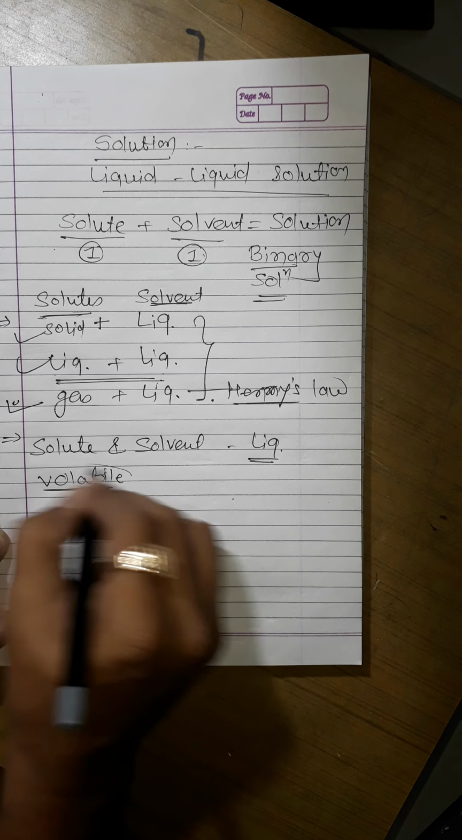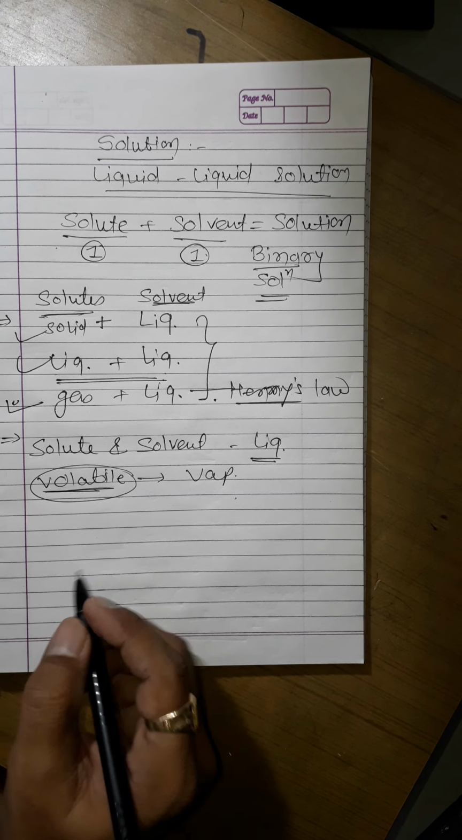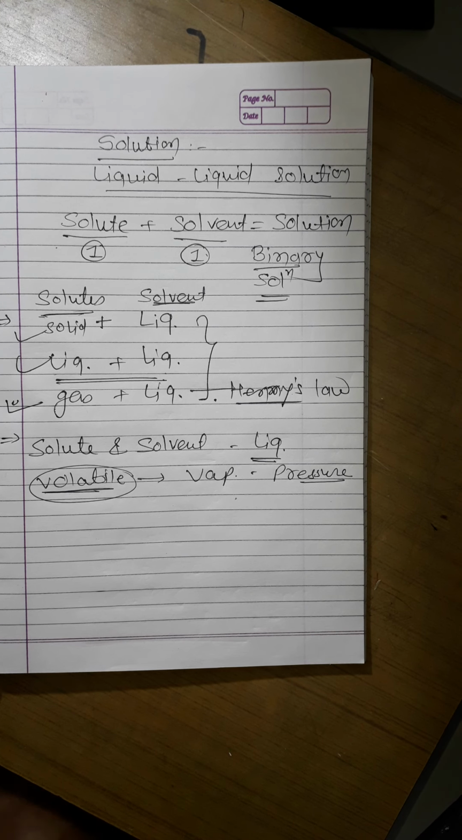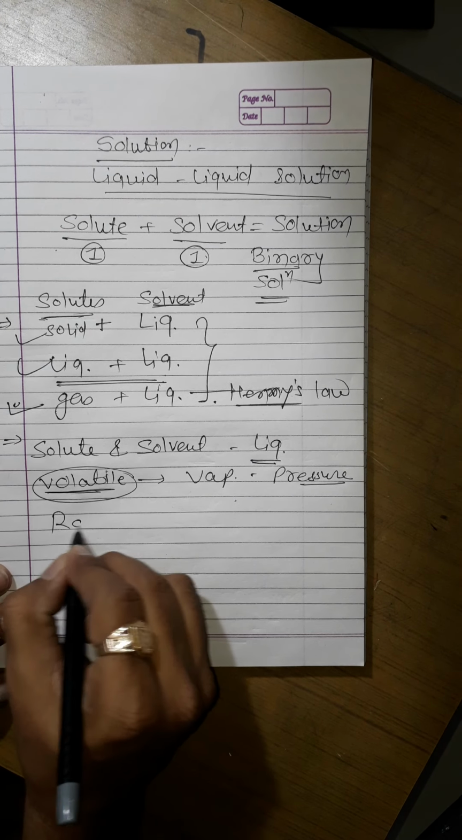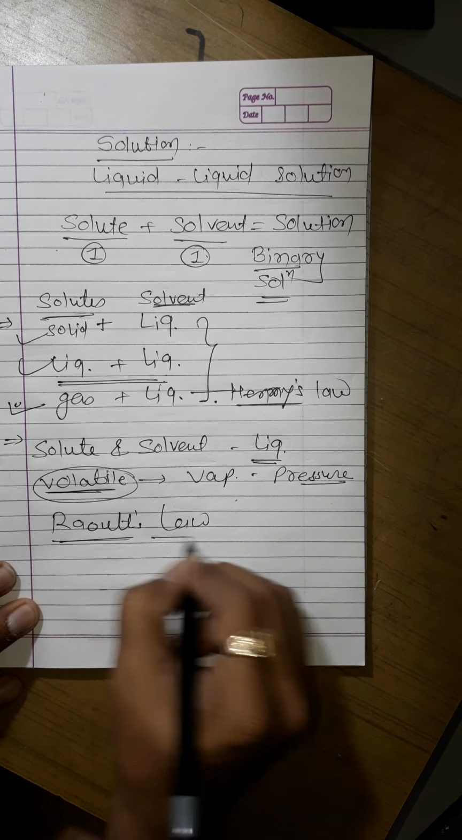What is the meaning of volatile? It can be converted into vapor friends, and they can produce pressure. That's why we can say they are volatile. The substances which are able to convert into gaseous form and also create pressure are volatile solvents or solutes, or volatile components friends. This was first studied by the scientist Raoult friends, so it is known as Raoult's law.